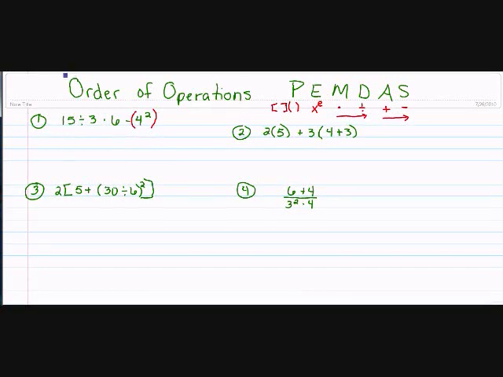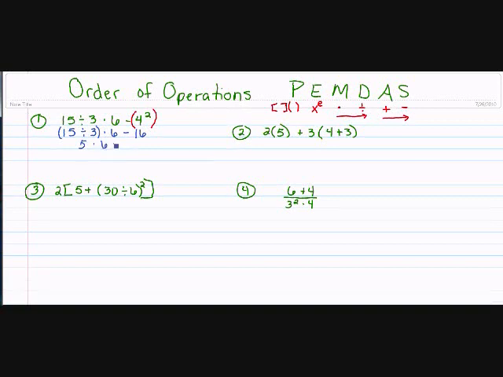And in rewriting my problem of 15 divided by 3 times 6 minus, and solving 4 squared, and 4 times 4 is 16. Now I'm done with exponents. I'm going to solve all multiplication, division, left to right. It doesn't matter which order it comes in as long as you solve it. And the first one I have is division, which is 15 divided by 3, and that's what I'm going to solve first. 15 divided by 3 is 5.